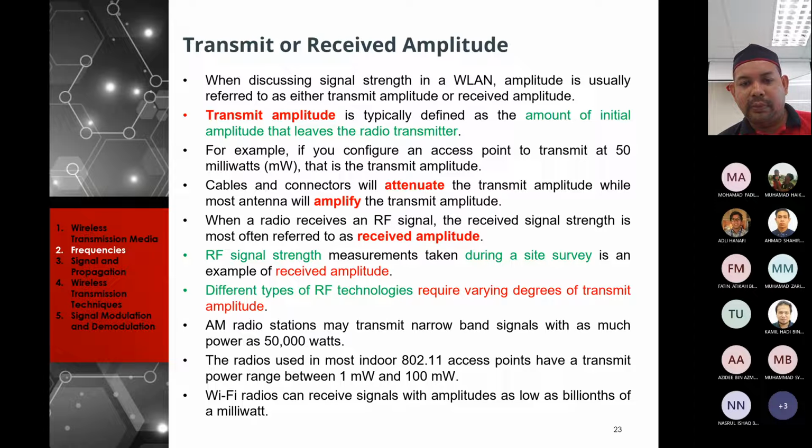The radio used in most indoor 802.11 access points. This is the standard for wireless. Okay, for an access point we have a transmit power range between 1 milliwatt and 100 milliwatts.